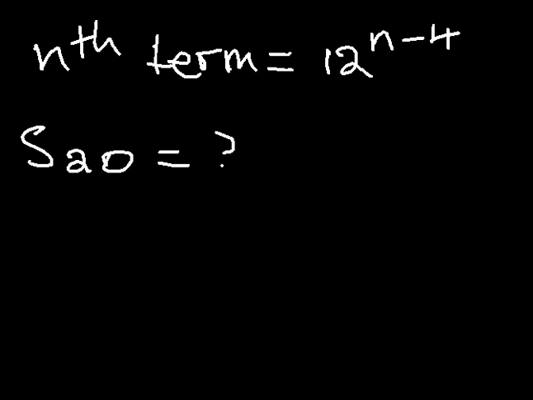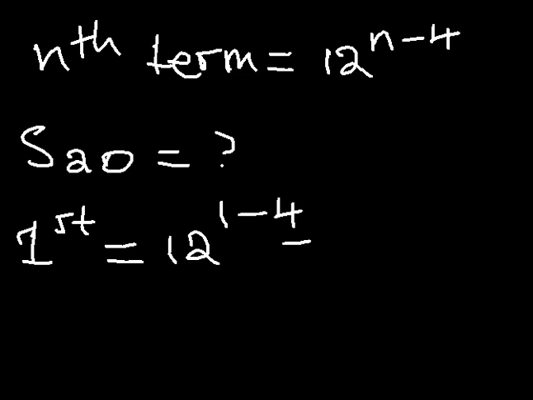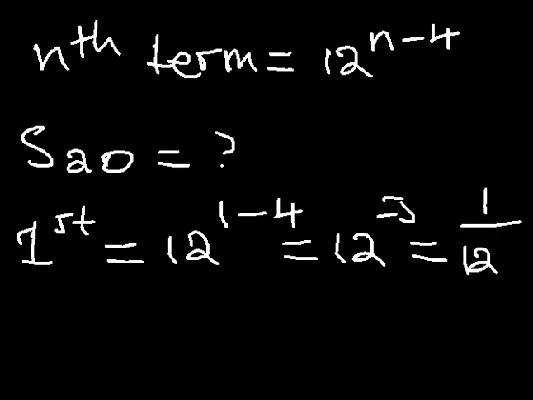In that case, since we have been given the nth term formula, we'll be looking for the first term for that particular geometric progression. The first term is found by having the number of terms equal to 1, which means we have 12 to the power 1 minus 4, which is the same as 12 to the power negative 3. Using the laws of indices, this is the same as 1 over 12 to the power 3.